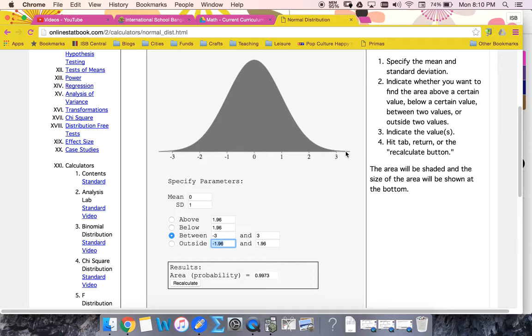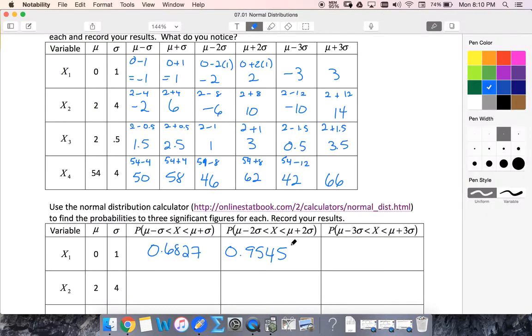And now between three standard deviations, negative 3 to positive 3, we can see it's really close to 100%. But remember, this graph is going on forever, so there's always going to be a little bit left. But now we've got 99.73%, or 0.9973.